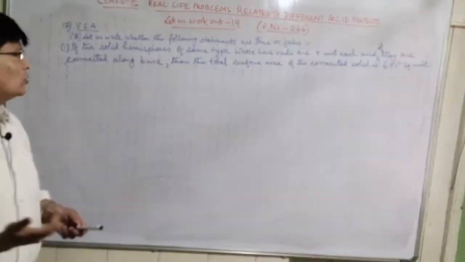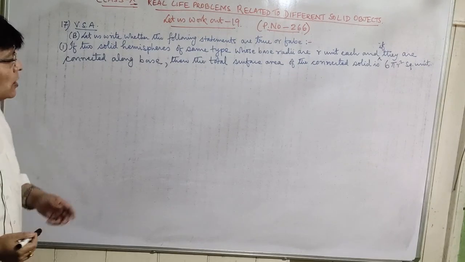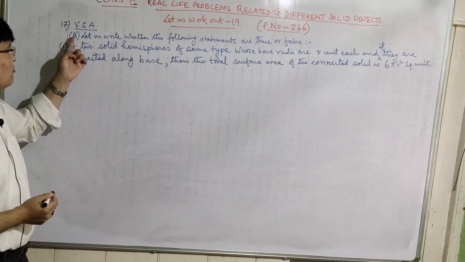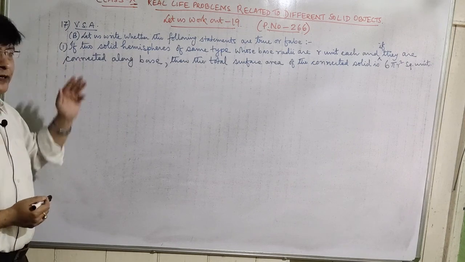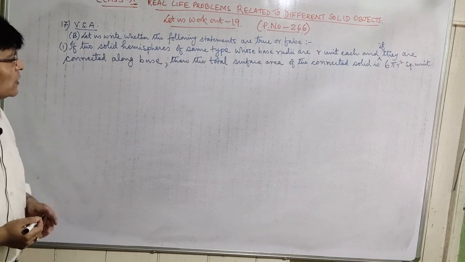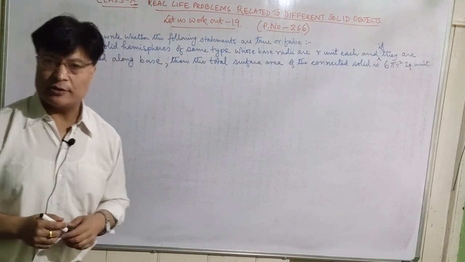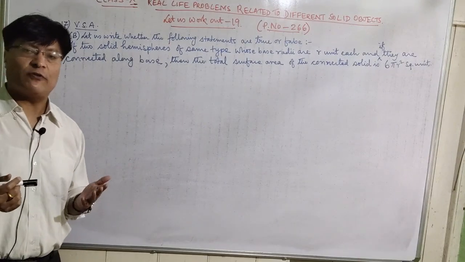So now we will do another type of question, that is question number 17B. This is also a very short answer type question, but it is of a different type. So let us write whether the following statements are true or false. Whether the given statement is true or false, you have to write it.